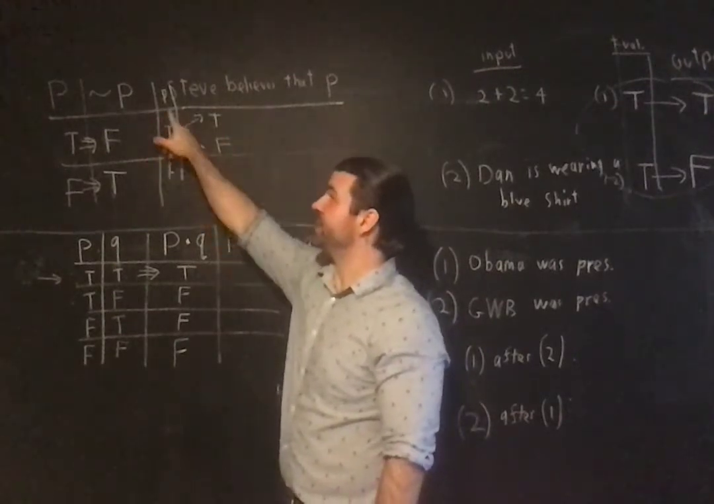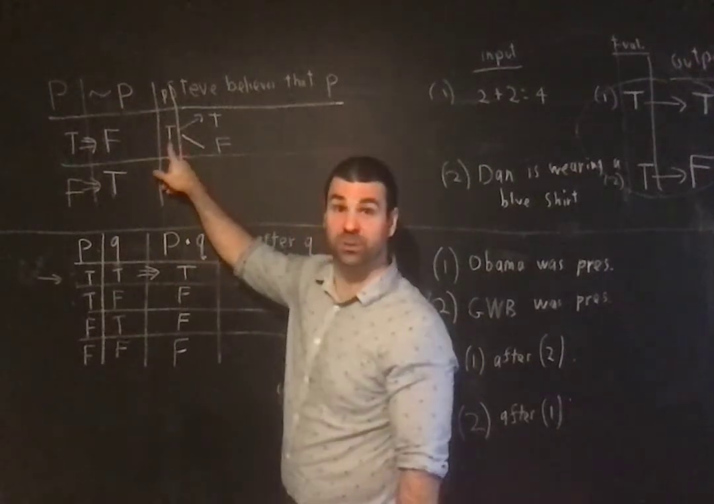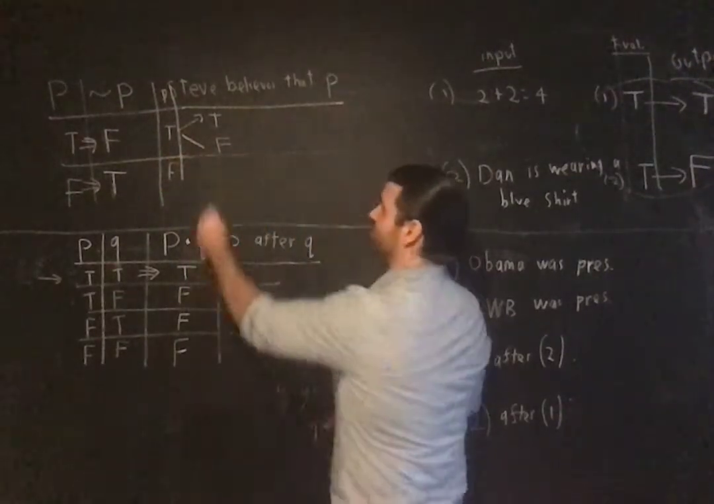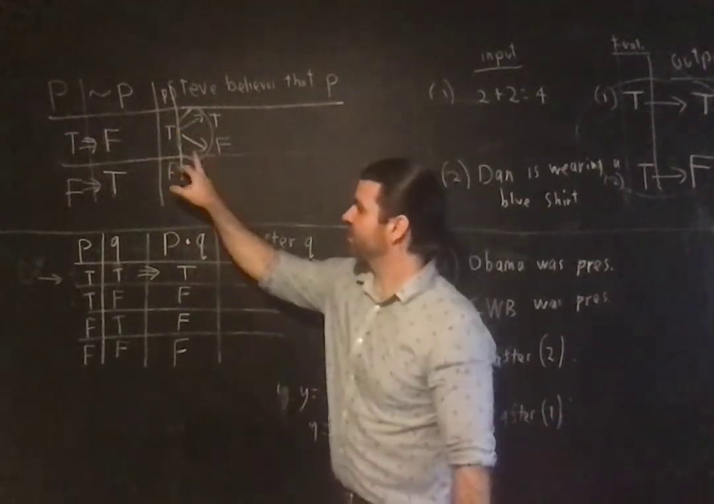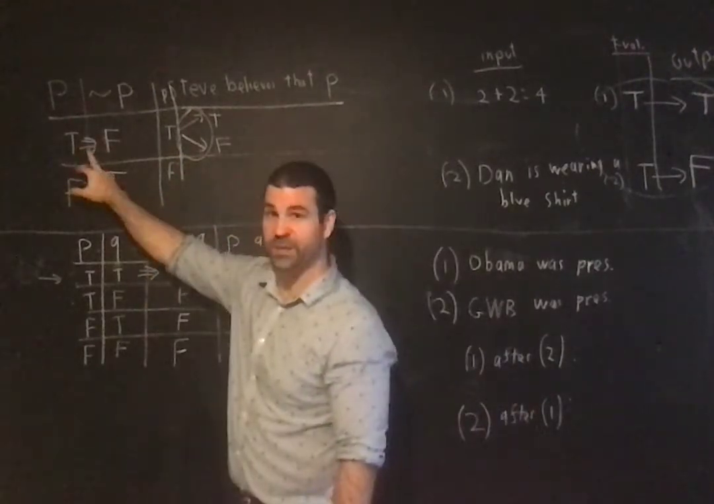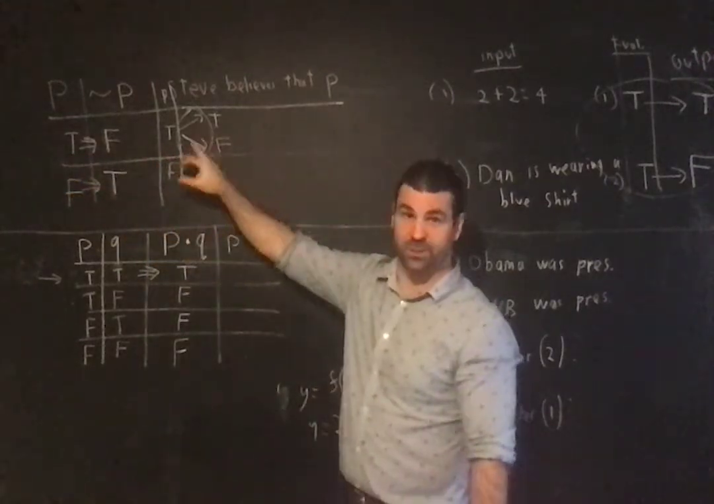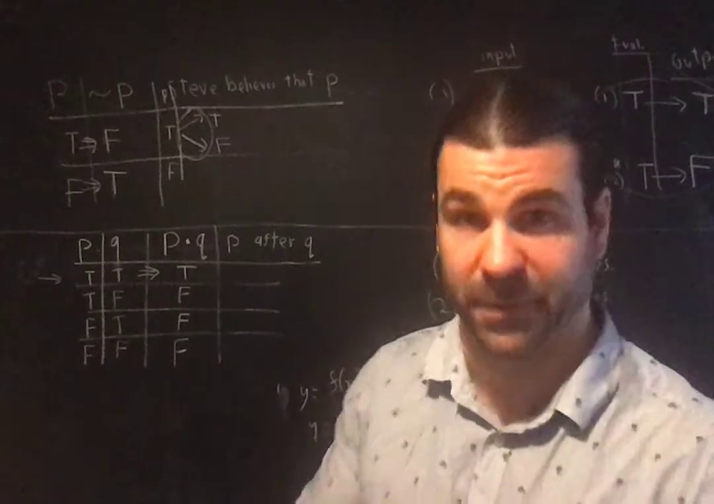But when P is, Dan is wearing a blue shirt, P is still true, but Steve believes that P is false, right? So these divergent arrows contrast with this arrow here, or this arrow here. This indicates truth functionality. These divergent arrows indicate the failure of truth functionality, okay?